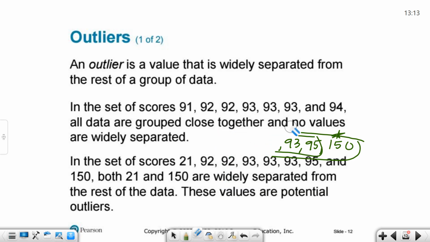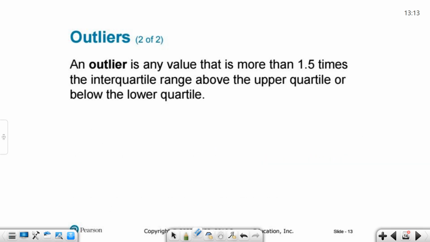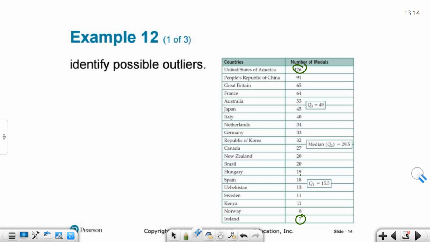Technically, though, outliers have an actual value. An outlier is anything that's more than 1.5 times the interquartile range. They give you an example here with metals. It finds all the data for you, so that's very nice. Your interquartile range is going to be 49, because it's quartile 3, which is your upper quartile, minus 15.5. So if we calculate that, 49 minus 15.5, we get 33.5.